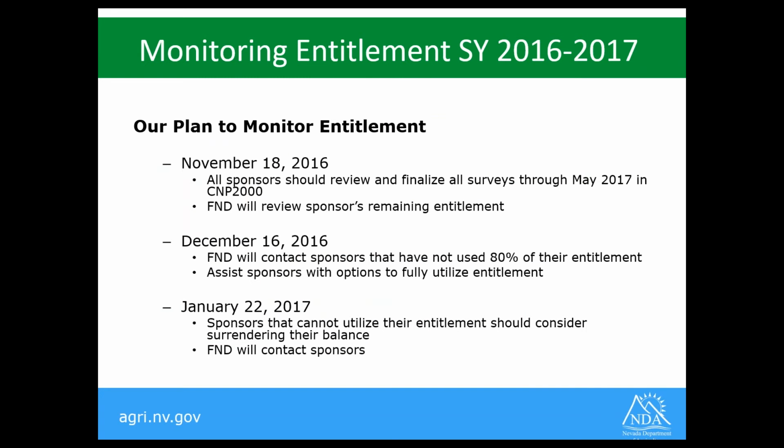Now, monitoring entitlement for school year 16-17. This year we plan to monitor entitlement closely. By November 18th, all sponsors should have their surveys complete for the year. When you submit surveys, your entitlement gets reduced. On December 16th, NDA will look at where sponsors are at with their entitlement, and those that have not used 80% will be contacted. Towards the end of January, sponsors should know if they cannot use their entitlement, or maybe they are running short and need more. They can either request more entitlement or surrender their entitlement dollars.